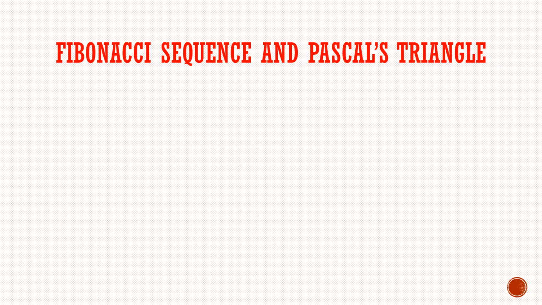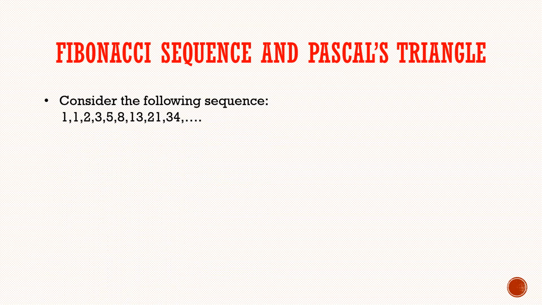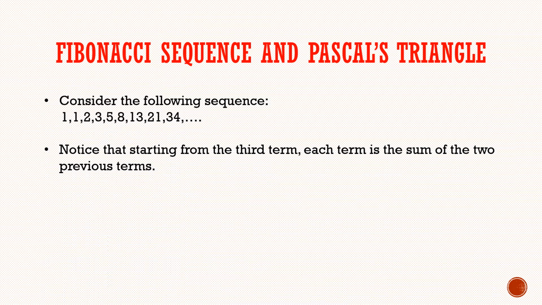Fibonacci Sequence and Pascal's Triangle. Consider the following sequence: 1, 1, 2, 3, 5, 8, 13, 21, 34, and so on. Notice that starting from the third term, each term is the sum of the two previous terms. That is, we start with 1 and 1, then we have 1 plus 1 equals 2, 1 plus 2 equals 3, 2 plus 3 equals 5, 3 plus 5 equals 8, 5 plus 8 equals 13, and so on.